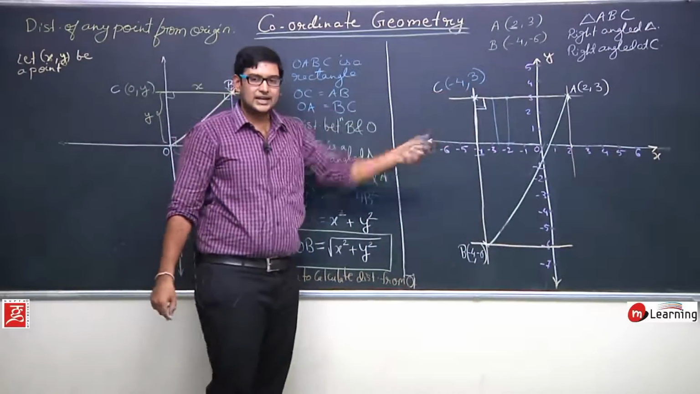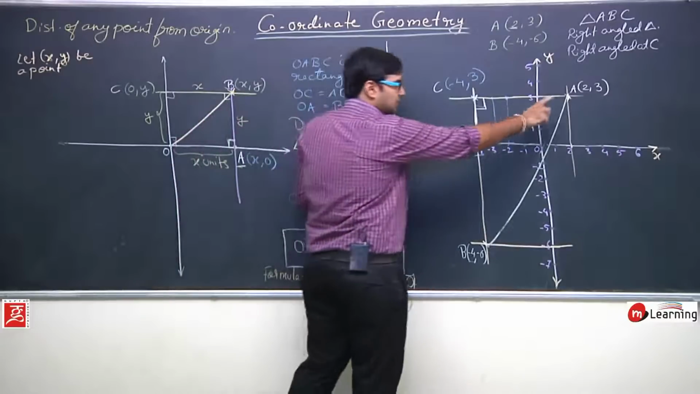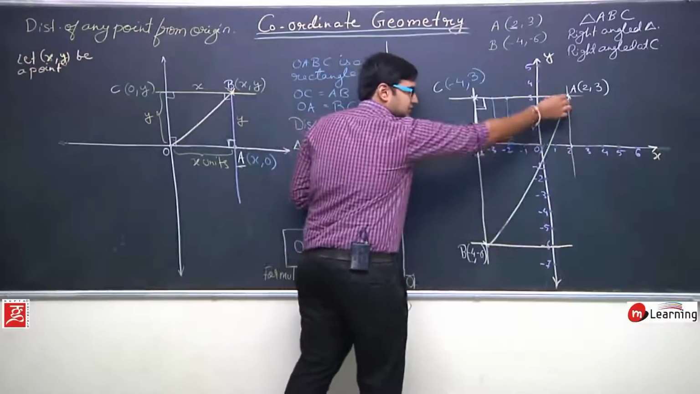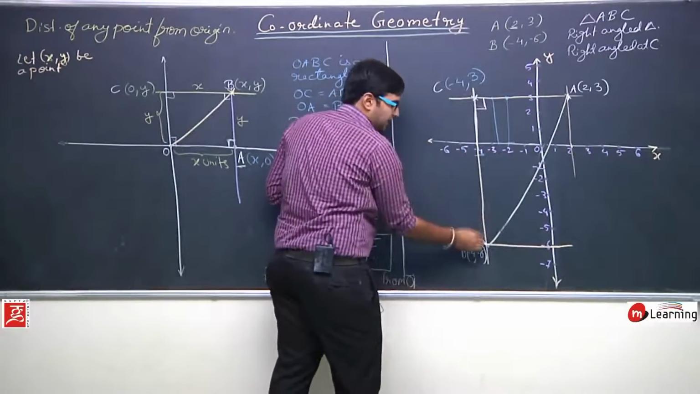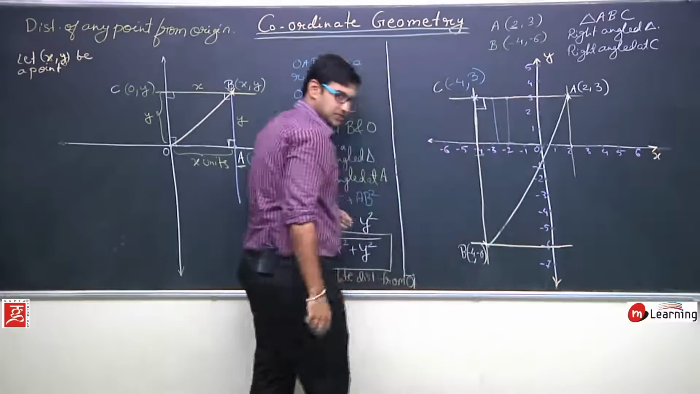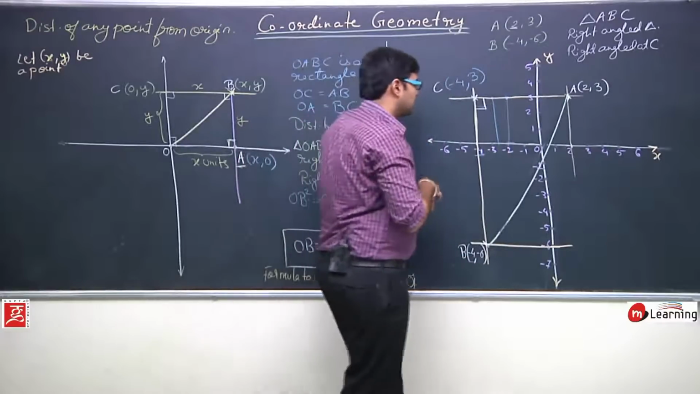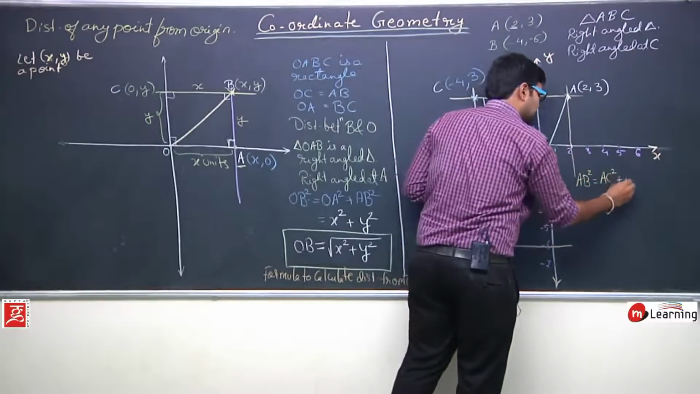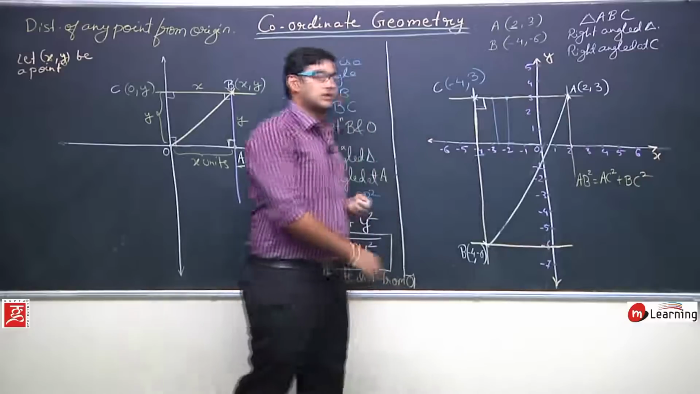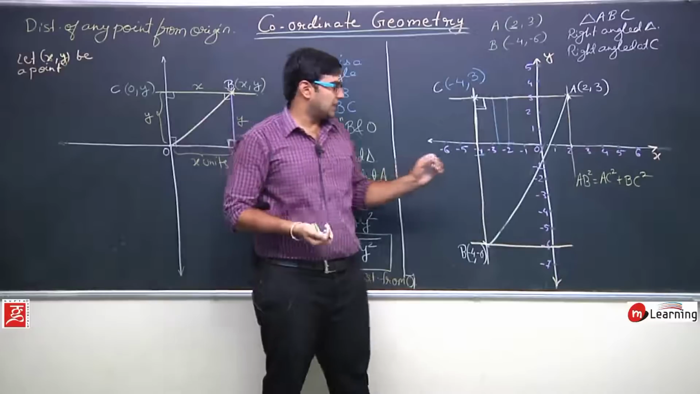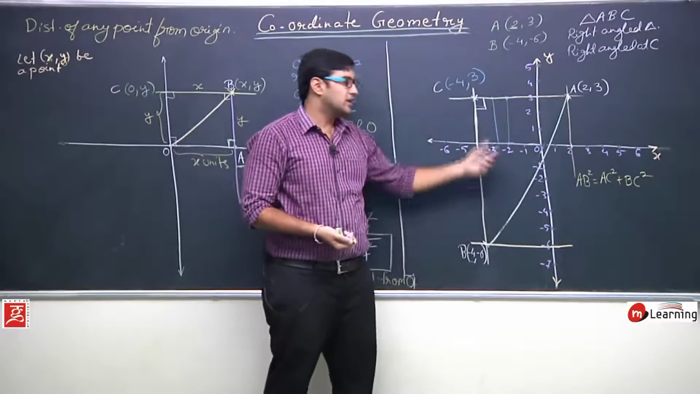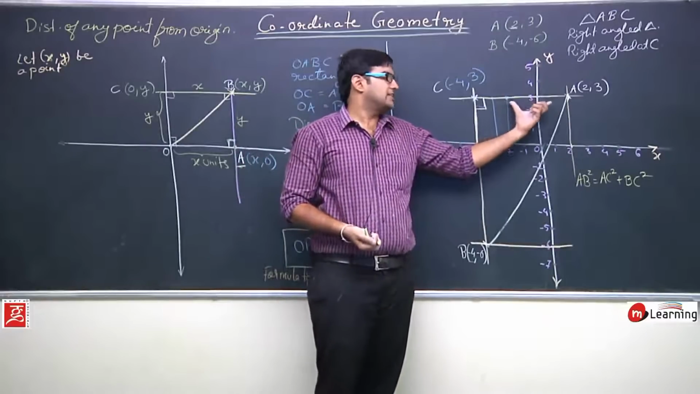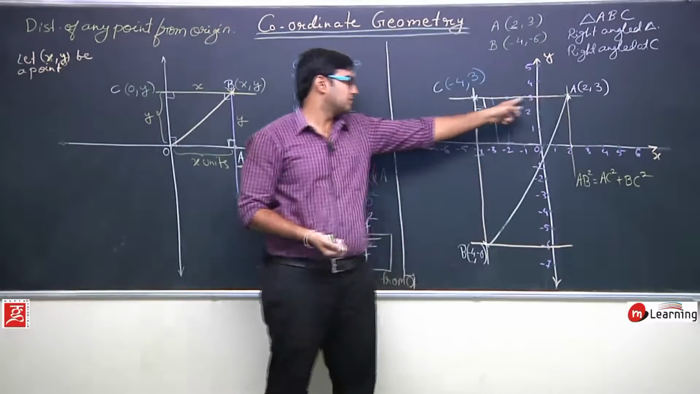Now since this triangle is a right angled triangle, I can clearly write the Pythagoras theorem on this triangle. AB is the hypotenuse, BC is the perpendicular, and AC is the base. So I can write AB square equals AC square plus BC square. Now let us calculate the length of AB using AC and BC. Let us see what the length of the line AC is.